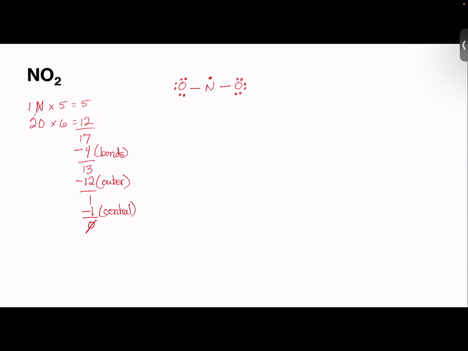When you hit 0, you ask, does everybody have an octet? Our outer oxygens both have 8 valence electrons because they have 6 in the lone pairs and 2 in the single bond. Our nitrogen currently only has 5 valence electrons because it has 2 in each single bond, for a total of 4, and it has 1 free radical. Now, because nitrogen does not have an octet, we're going to share a pair of electrons between an outer atom and the central atom.